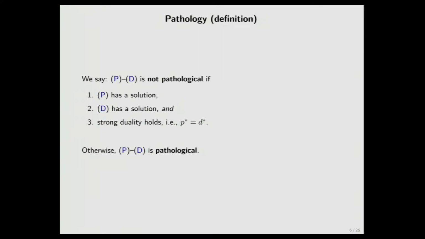So before I explain how it works, I have to define pathology a little bit carefully. We say the primal-dual pair is not pathological if those three conditions are satisfied. In other words, once again, the primal has a solution, the dual has a solution, and strong duality holds. If any of these conditions are violated, then we say this problem is pathological. It is certainly possible to violate these conditions.